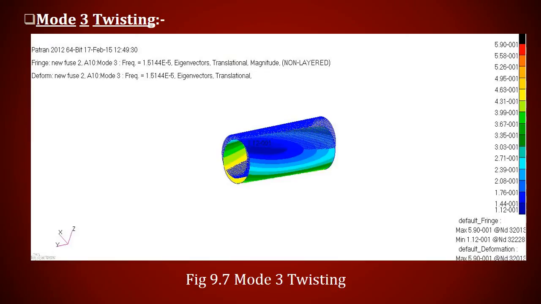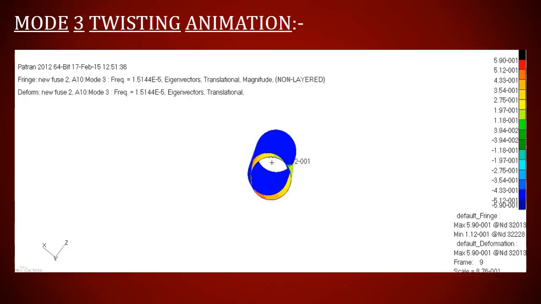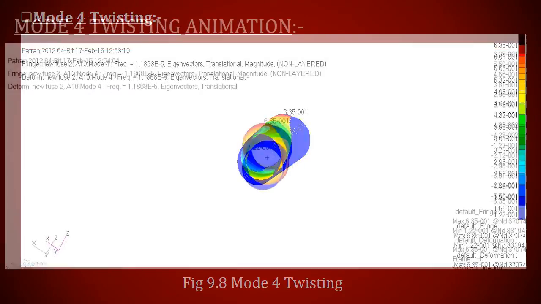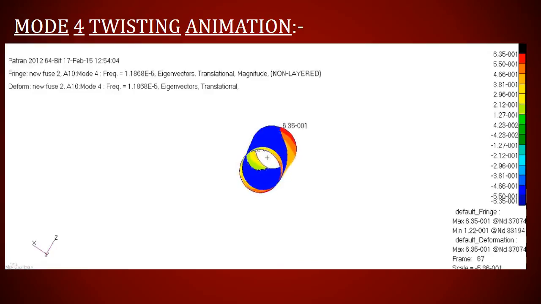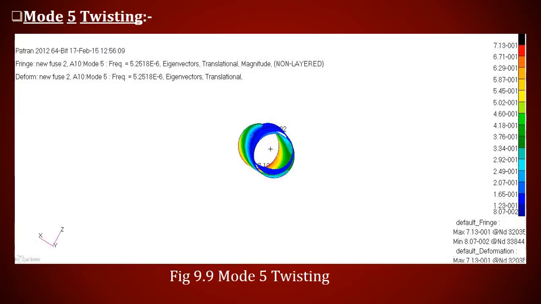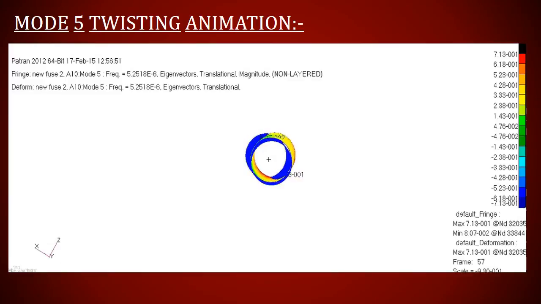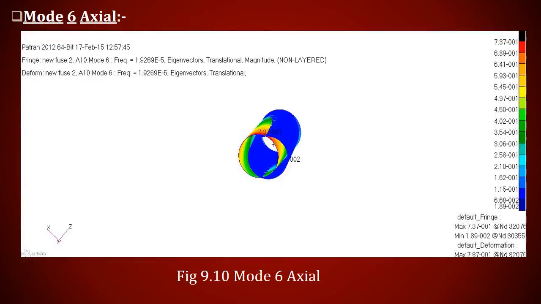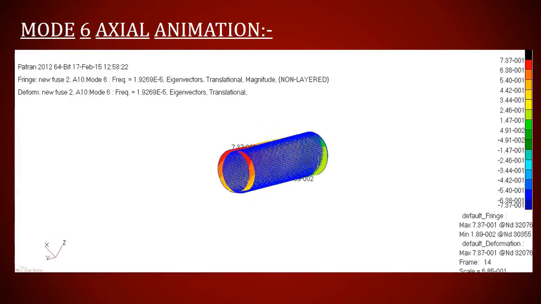The fourth one is twisting. Twisting means it will twist from both sides. Here you can see the maximum and minimum values, and also the deformation, where it is deforming, along with the twisting animation. So axial, bending and twisting are among the 6 normal modes.